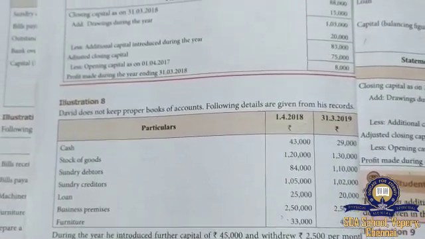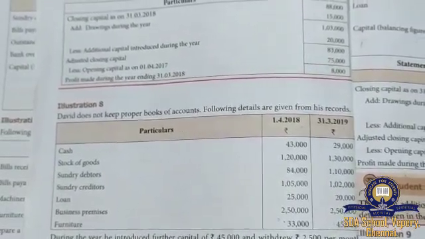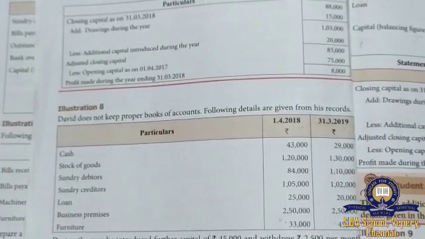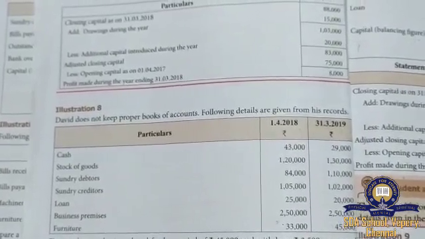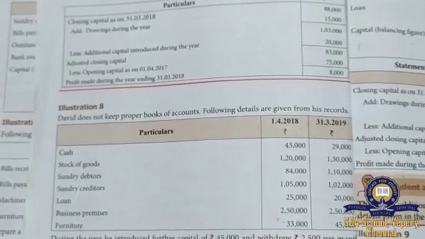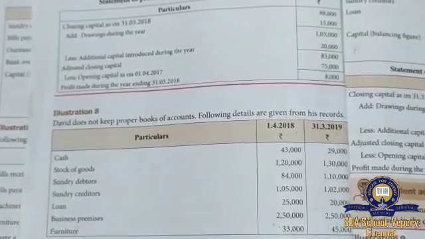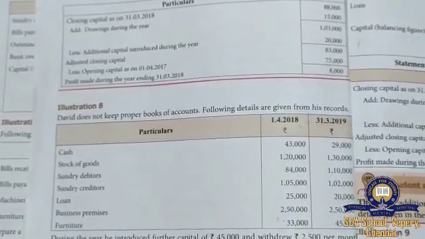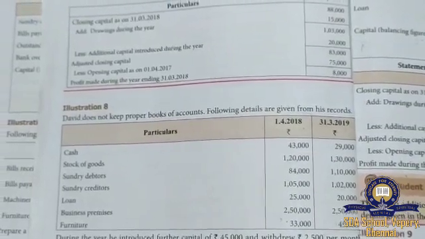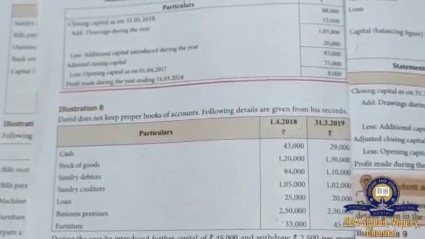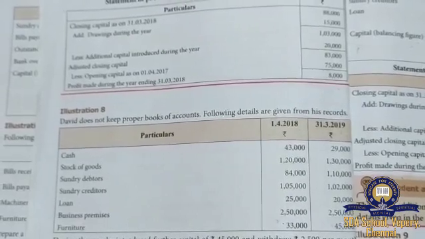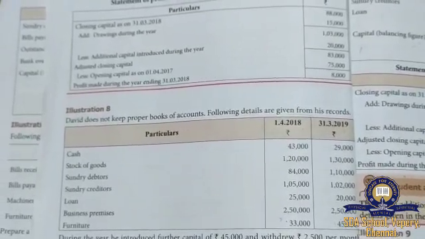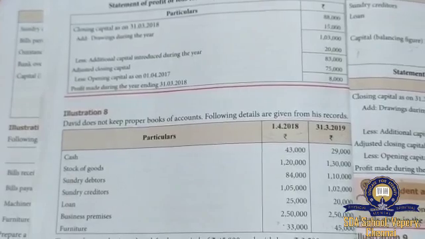So cash is 43,000, stock of goods is 1,20,000, sundry debtors is 84,000, sundry creditors 1,05,000, loan is 25,000, business premises 2,50,000, furniture is 33,000. Next, for closing capital, cash is 29,000, stock of goods is 1,30,000, sundry debtors is 1,10,000, sundry creditors is 1,02,000, loan is 20,000, business premises is 25,000, furniture is 45,000. Through these items, we are going to create the opening capital and closing capital.